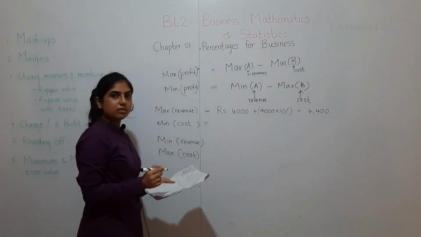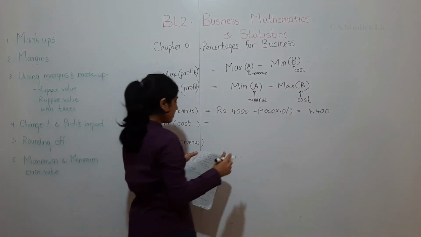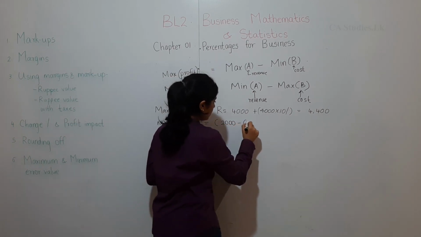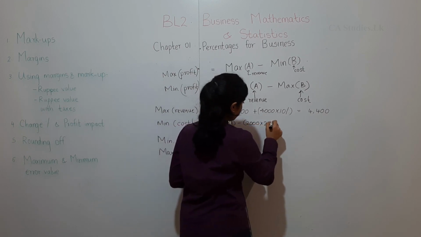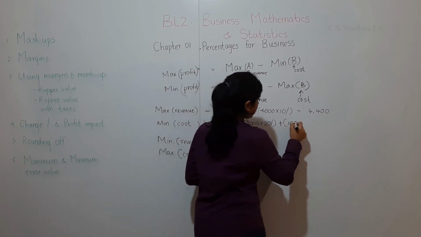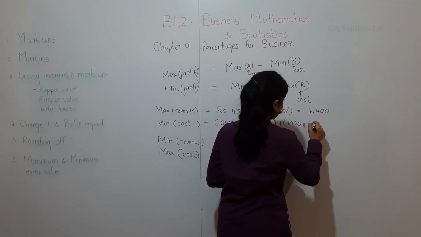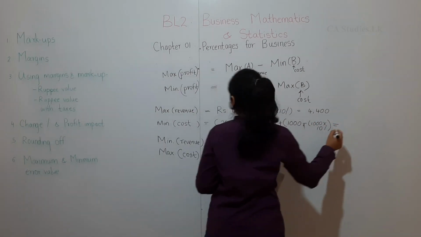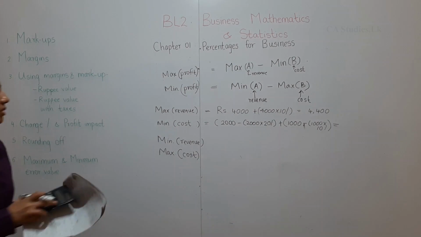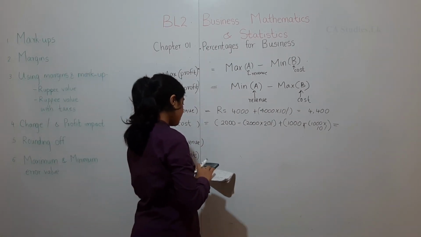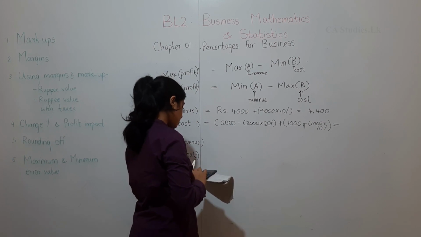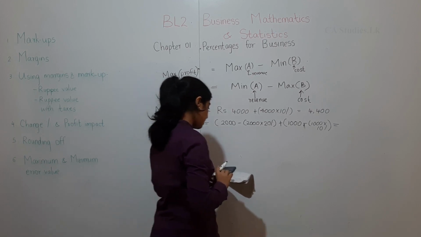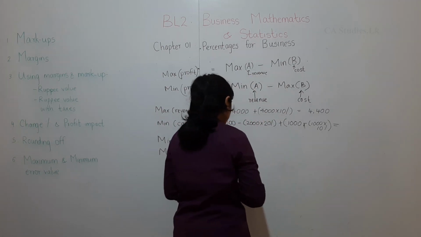Next, minimum cost. In cost they gave two items, materials and wages. Materials is 2,000 minus 2,000 into 20%, plus the wages of 1,000 minus 1,000 into 10%. Therefore, calculate 2,000 into 80% plus 1,000 into 90%. It is 2,500.